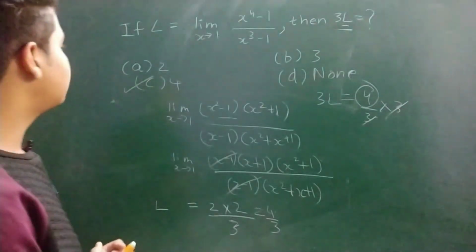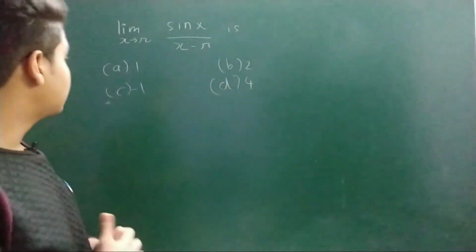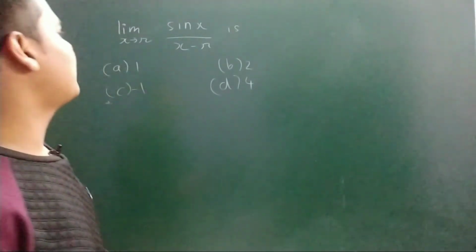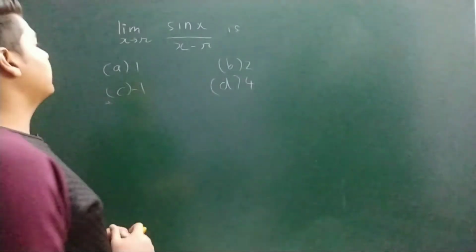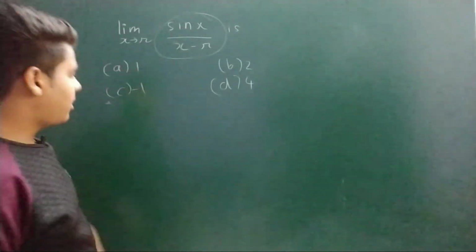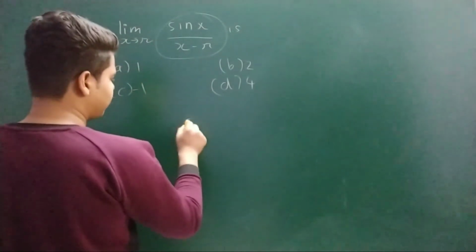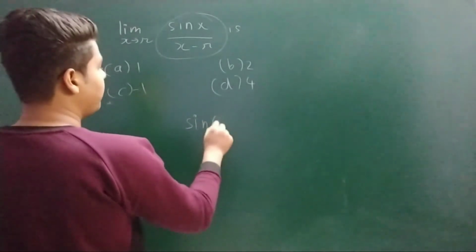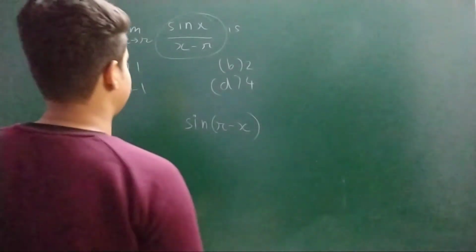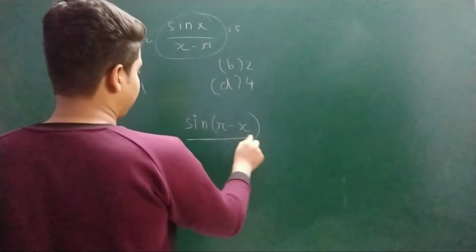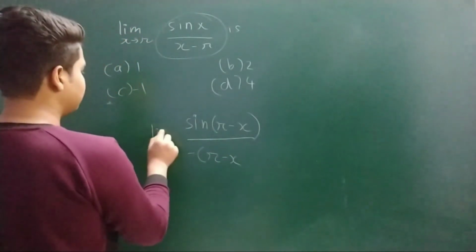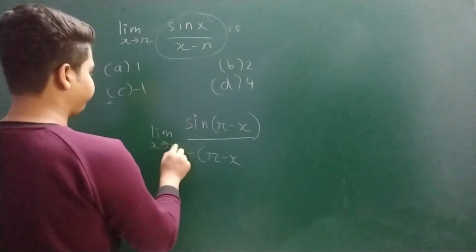Now let's move on to the next question. Our next question is limit x tends to pi of sin x upon (x minus pi). We have to find the value of this expression when x is tending to pi. First let's solve this. Sin x, as you know, can be written as sin (pi minus x), because sin x equals sin (pi minus x), and then x minus pi can be written as minus (pi minus x), and the limit is x tending to pi.